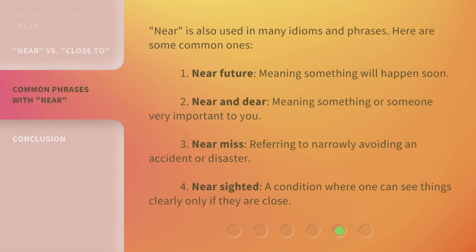Near is also used in many idioms and phrases. Here are some common ones. 1. Near future, meaning something will happen soon. 2. Near and dear, meaning something or someone very important to you. 3. Near miss, referring to narrowly avoiding an accident or disaster. 4. Nearsighted, a condition where one can see things clearly only if they are close.